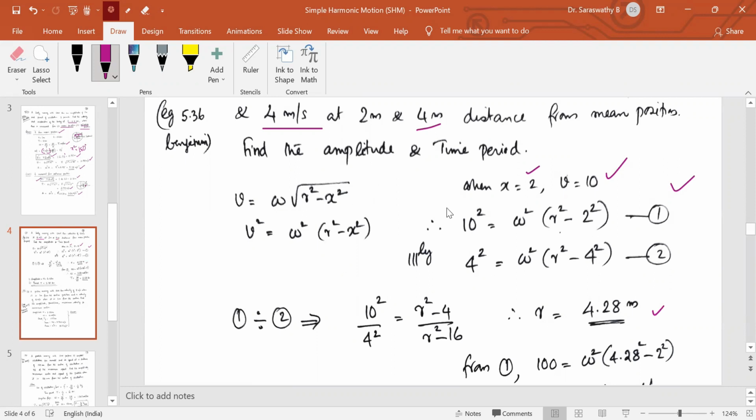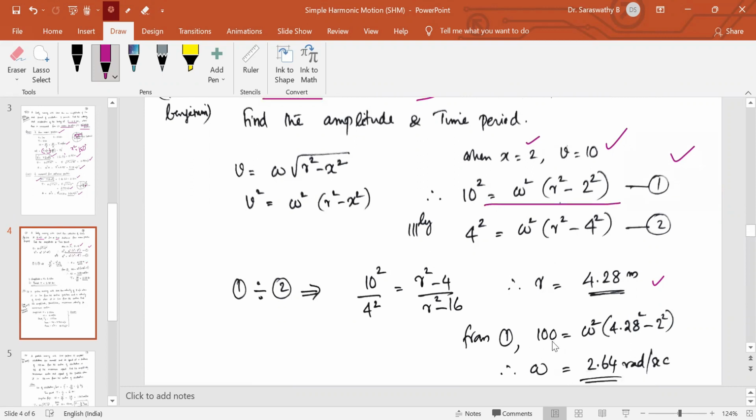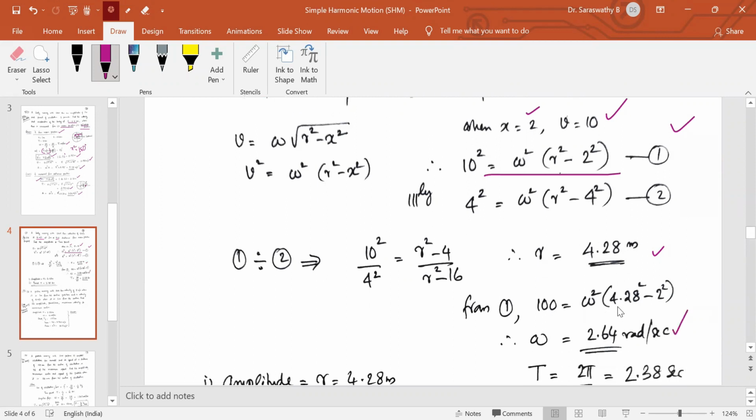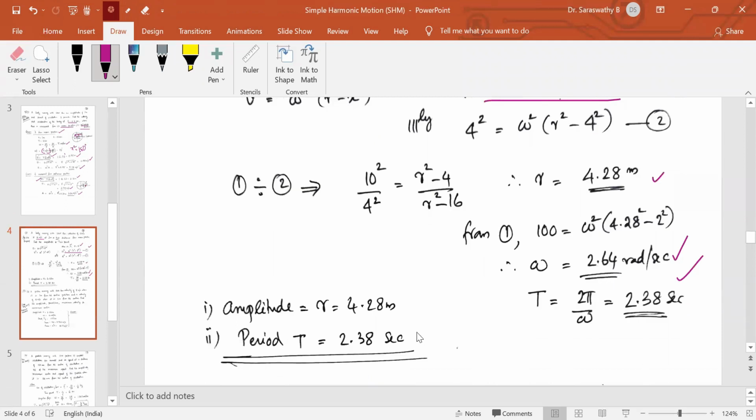So the first part is over. The second part is the time period. If you want the time period, we can find the angular frequency and from that we can get it. Substitute r in the first equation: 10 square is equal to omega square into r square minus x square. From that we get omega. Once we get omega, we use T is equal to 2 pi by omega. So the time period is 2.38 seconds.